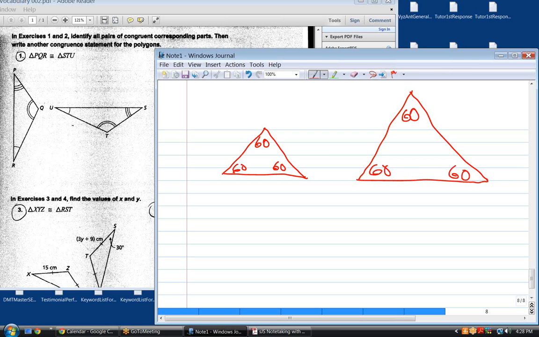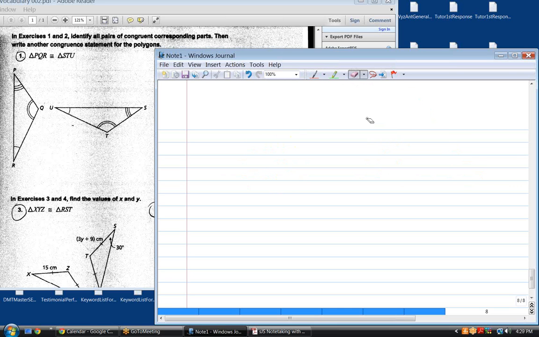However, if you tell me that these two triangles are congruent, now I know that all three angles have to be equal to one another, first of all. And what else do I know? If this triangle is congruent to this triangle, not only does each angle have to be equal, but what else? The sides? Yes.